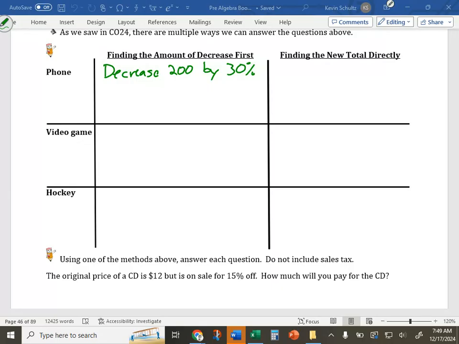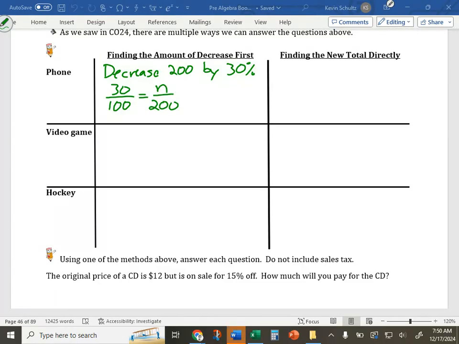Because we want to find what 30% of 200 is, right? We're not decreasing 200 by 30, it's not going to be 170, we're decreasing by 30%. So that proportion we can set up, with fractions. Okay, so 30% as a fraction would be what? What would 30% be as a fraction? 30 over 100 equals n over 200, right?